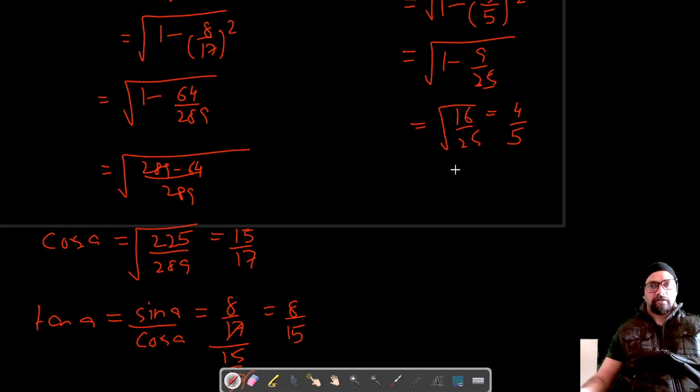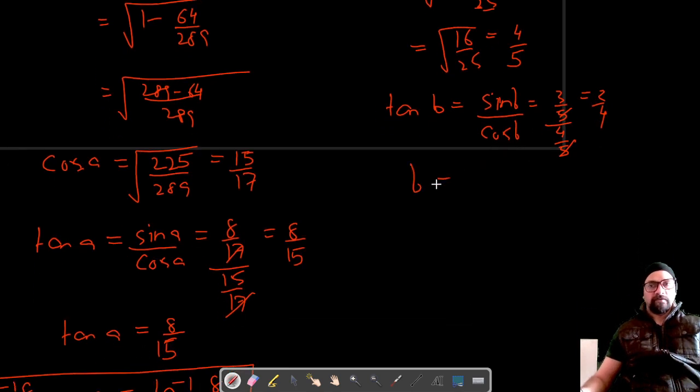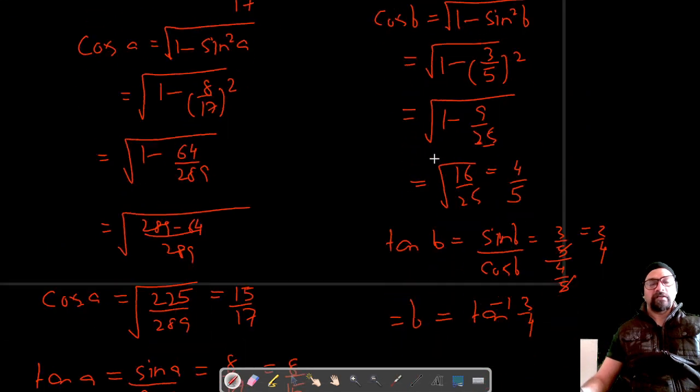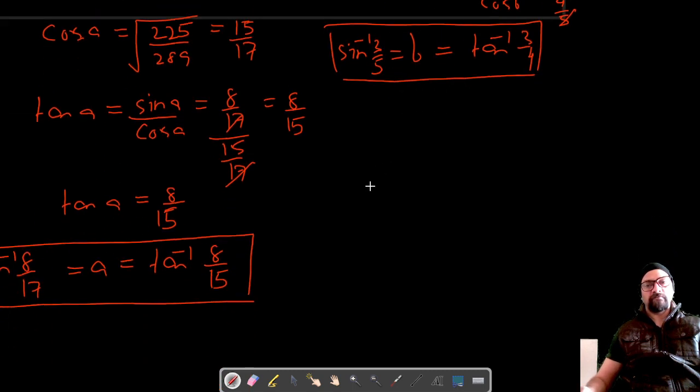And now cos B is 4 by 5, which gives us tan B in terms of sine and cos as sine B by cos B, and sine B was 3 by 5, has to be divided by 4 by 5, which gives us 3 by 4. So that means B is equal to tan inverse 3 by 4, but B was sine inverse 3 by 5. So sine inverse 3 by 5 is now equal to tan inverse 3 by 4.